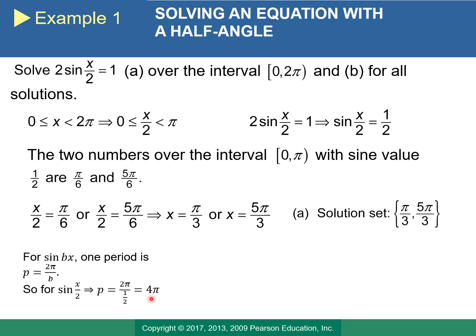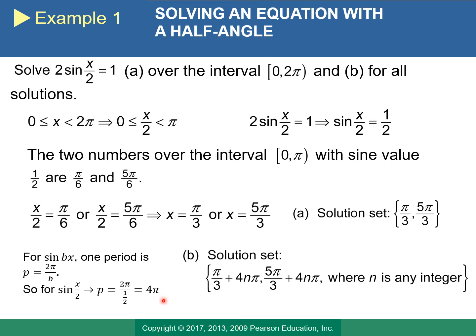So normally the period for sine is 2 pi, but based on this half angle we're working with, sine of x over 2, we had to adjust our period. So for our solution set, we have to add 4 pi n, or 4n pi. So multiples of 4 times pi to our original two answers, because this function repeats every 4 pi, not every 2 pi, these function values.